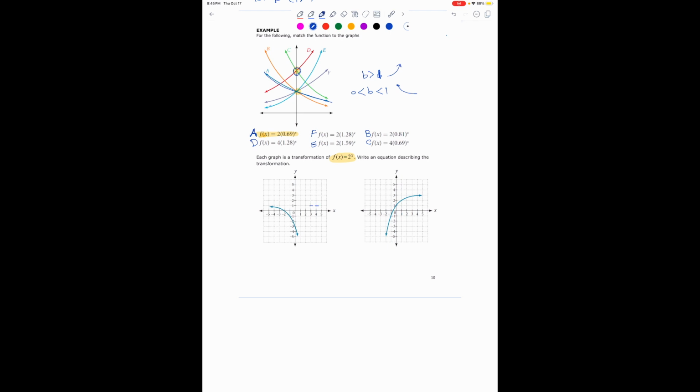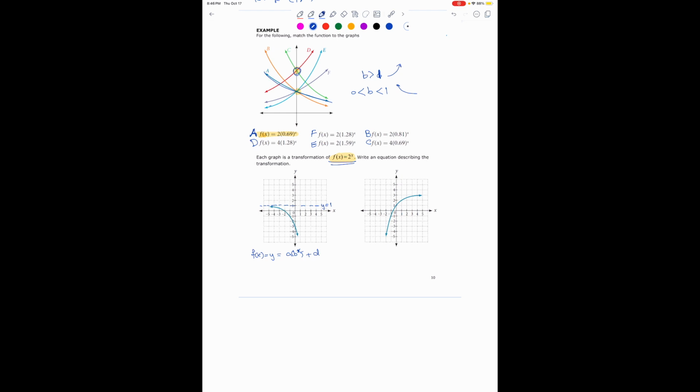Notice the first thing we can see here is that the horizontal asymptote for this function is the line y equals 1. So we can write this equation or this function in the form f of x or y equals a times b to the x power plus, let's say, d, which is basically the vertical shift.